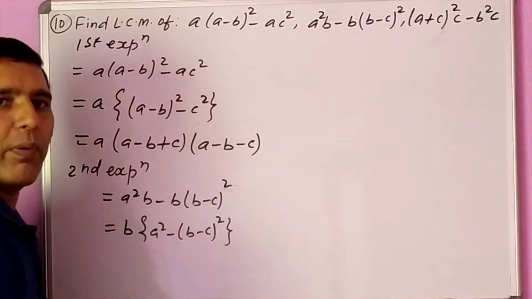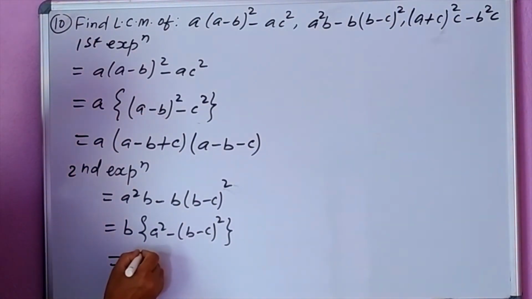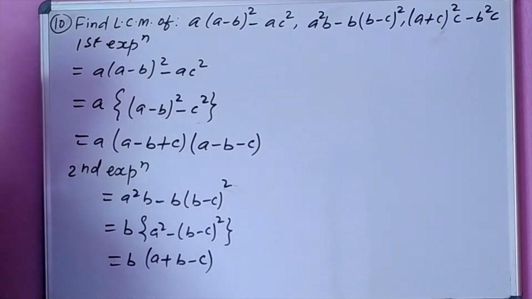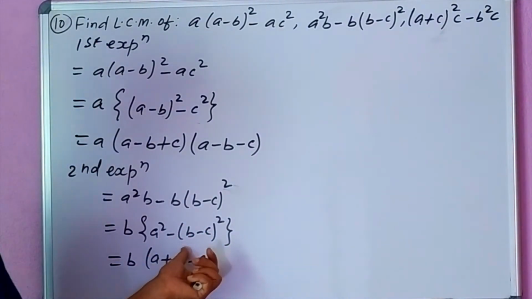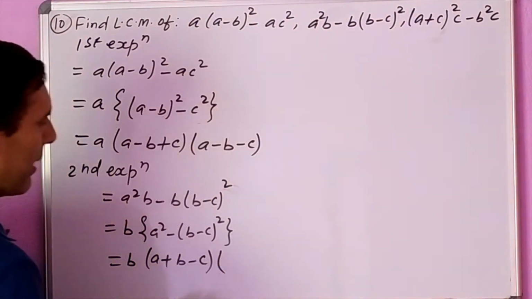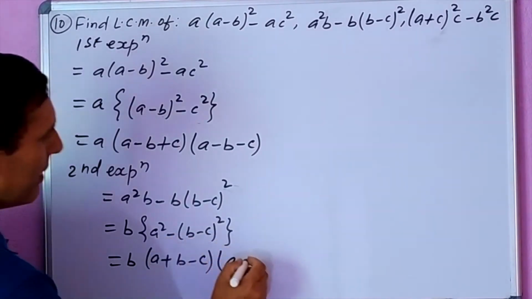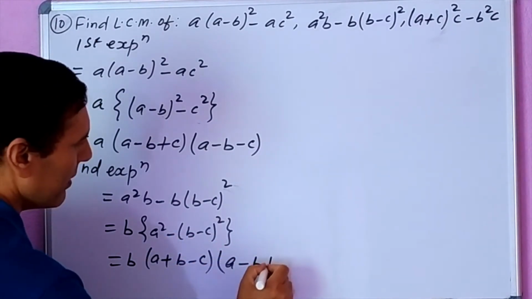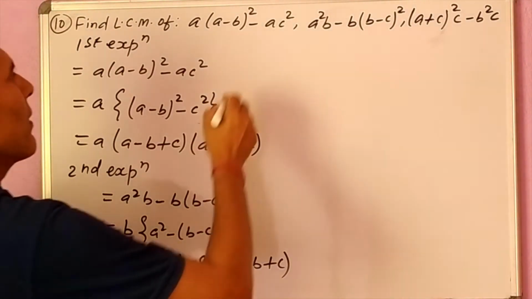So again it is in the form of a square minus b square. So b times (a plus b minus c), by supposing this sign is plus, to write a plus b whole square, no change in the sign within the bracket, plus b minus c as it is. And while writing a minus b, open the bracket by minus sign: a minus b plus c. So these are the factors of the second expression.